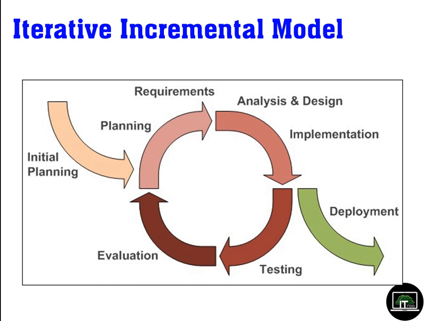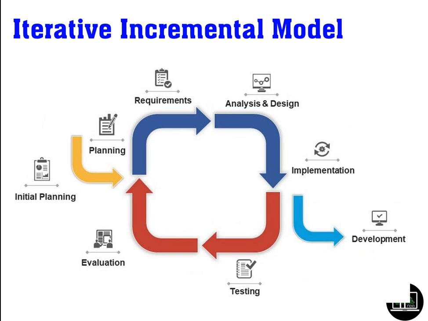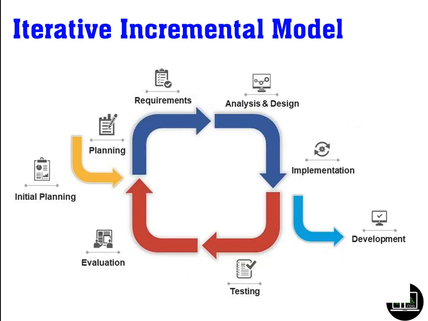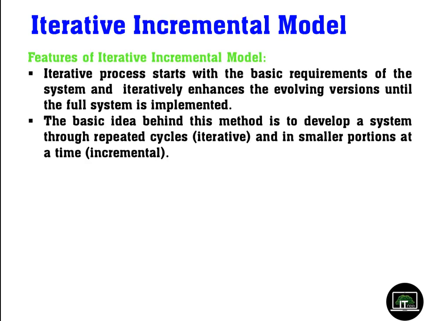So this figure can be shown something like this, or something like this. You can see it can be presented like this, or something like the same thing. Initial planning, you do the planning, you get the requirements, you do analysis and design, you do implementation, you deploy the system, you test it, you evaluate it. Again go to planning, take the requirements, analysis and design. It's iterating. This is the iterative incremental model. What are the features of that?